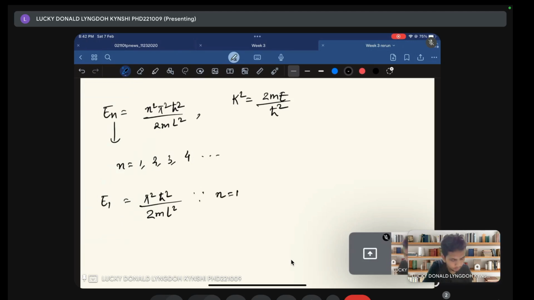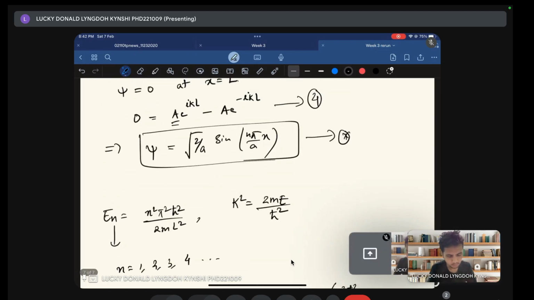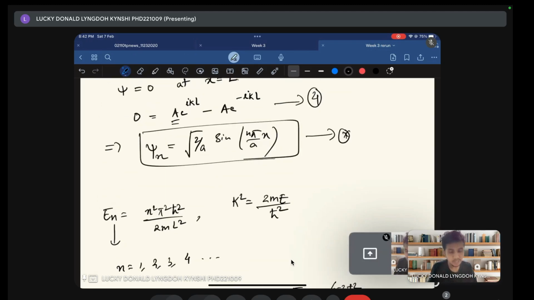If you talk about the first excited state, we get E2, where instead of n you have to put 2. So 2 squared will be 4π²ħ² by 2mL², and so on, for the second excited, third excited and so on. Similarly, for the wave function, n will be equal to 1 for the ground state, n is equal to 2 for the first excited state and so on.